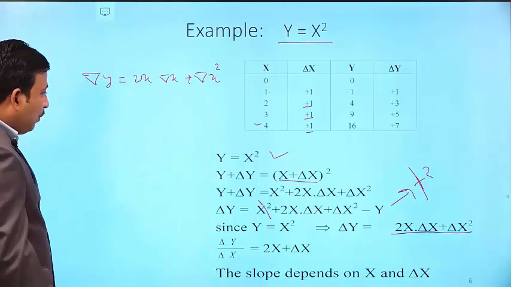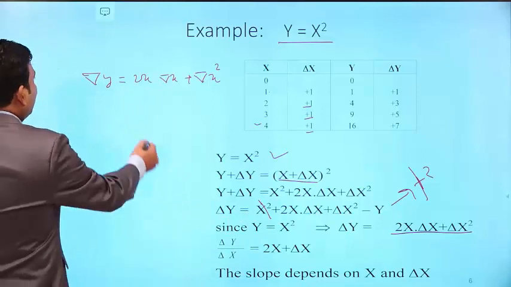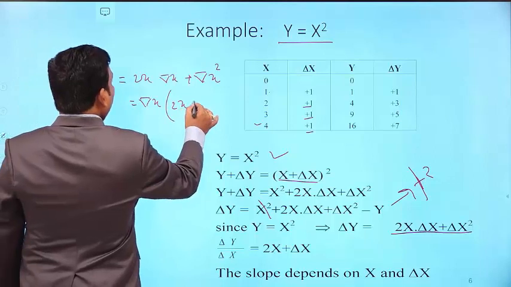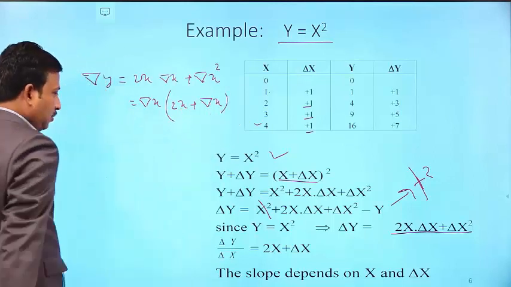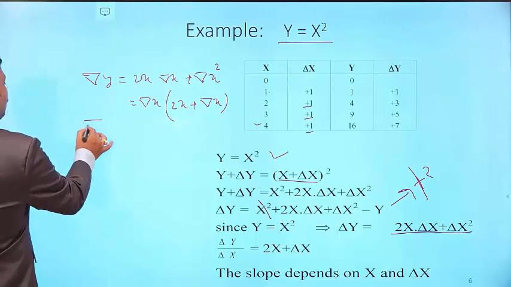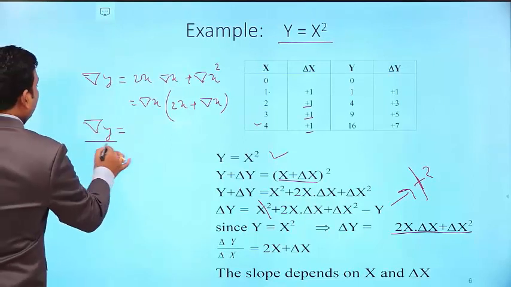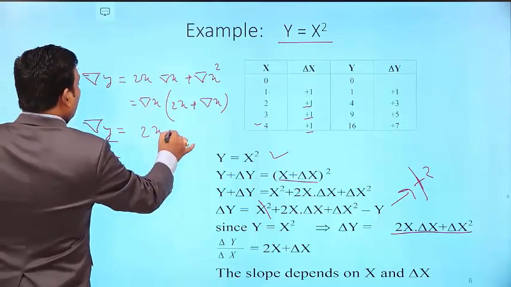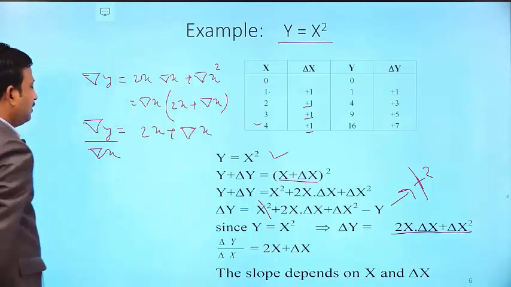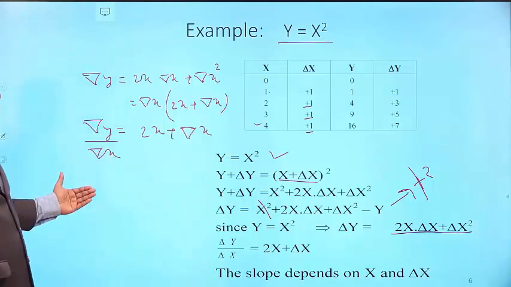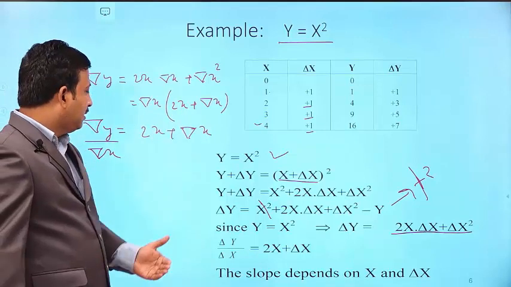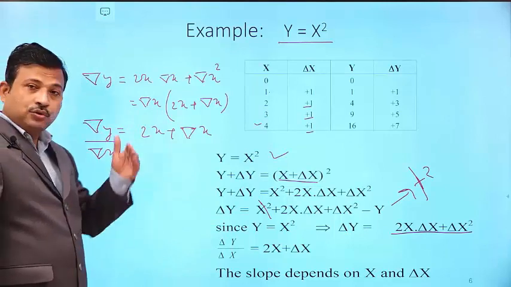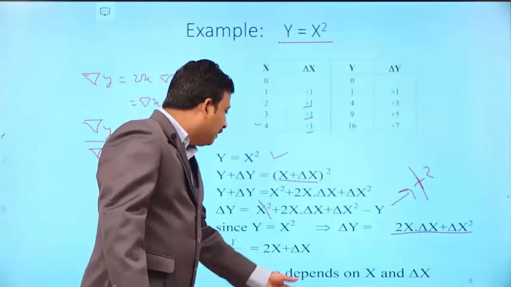Is it clear? So del y by del x, how do you find it? If you take del x common, then what will you get? 2x plus del x. Yes or no? So del y by del x is equal to 2x plus del x. This is the change of y with respect to x, which is nothing but 2x plus del x. So the slope depends on x and del x. What is slope? Del y by del x. It depends on nothing but x and del x.